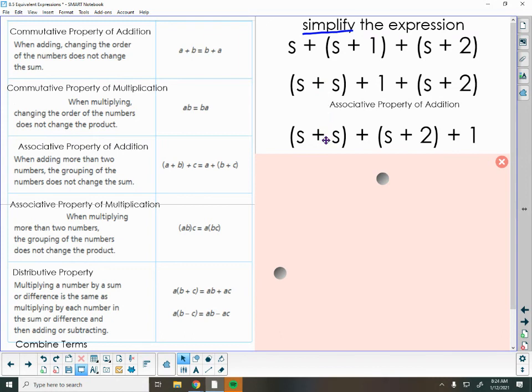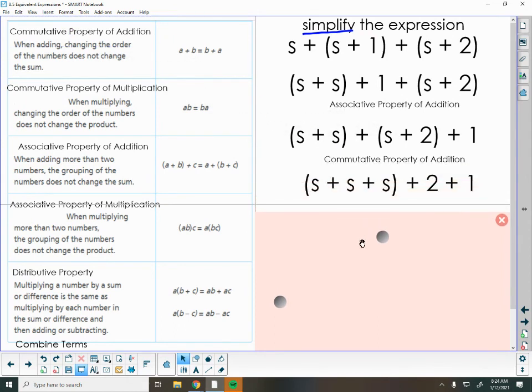So the S plus S is the same. Here's S plus 2, and looks like they've brought plus 1 to the other side. So which of these properties can move an addition problem? So the commutative property can change the order and still equal the same thing. So now they've taken and we've grouped the S and the S and the S's all together. So we're associating all of the S's together. So that's the associative property of addition.